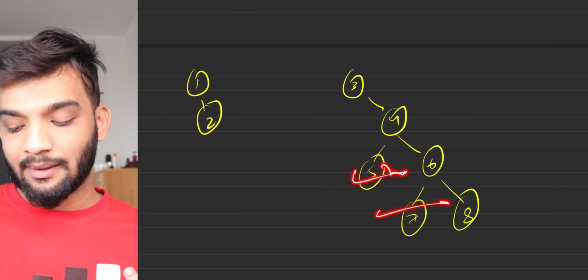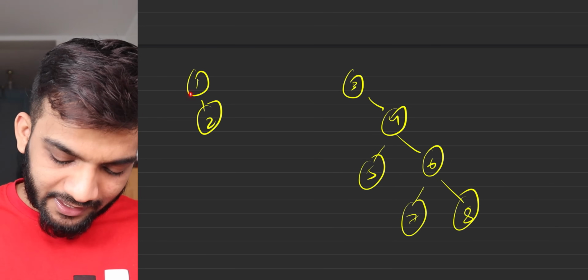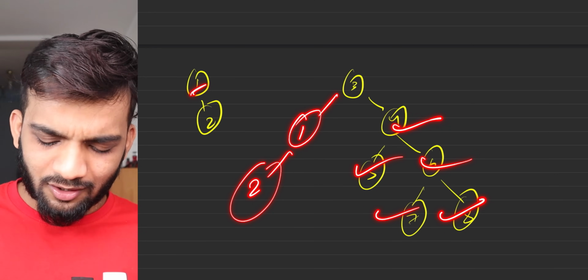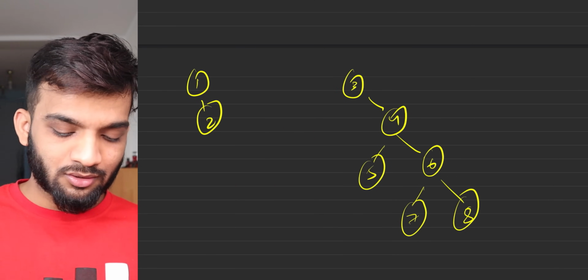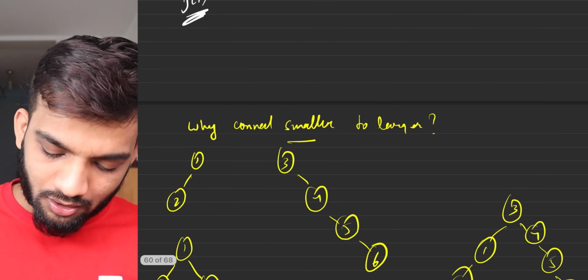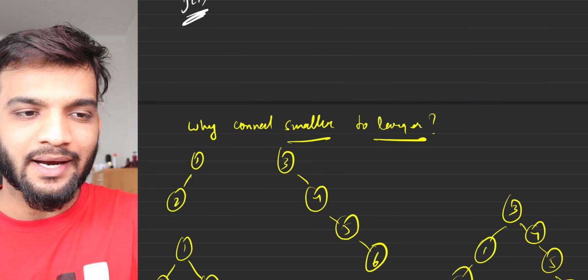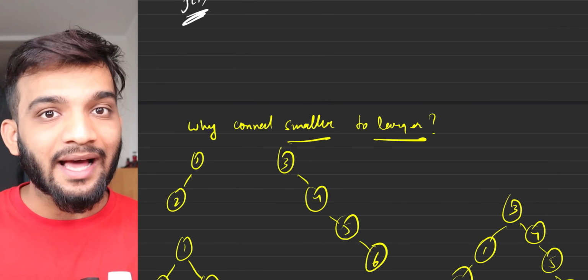More nodes will take longer time. Whereas if you attach this to this, they will take the similar time that they were taking. And only 2 nodes will take slightly longer time, which is okay. This is the reason we attach smaller to larger. First, to keep it shrinked. Second is to make sure that the time taken in finding out the parents is as minimal as possible.